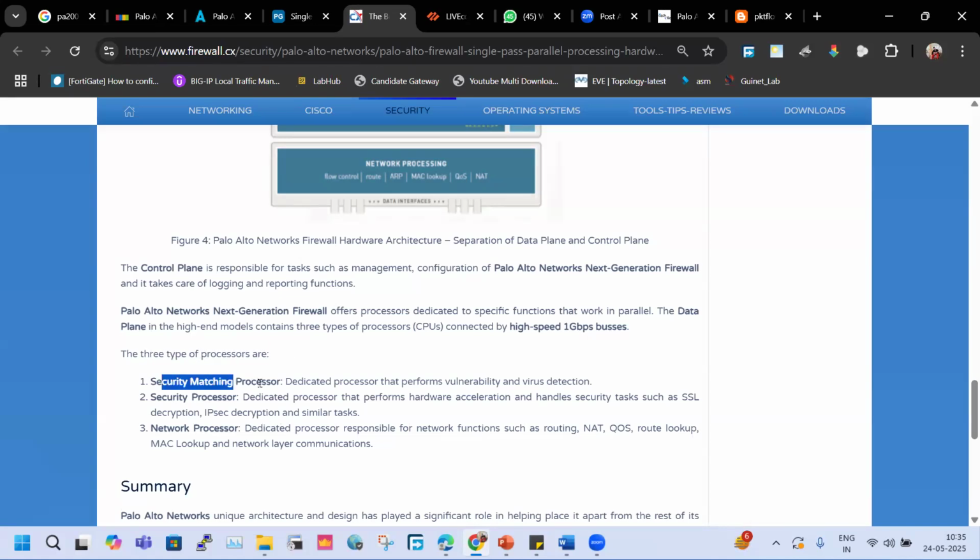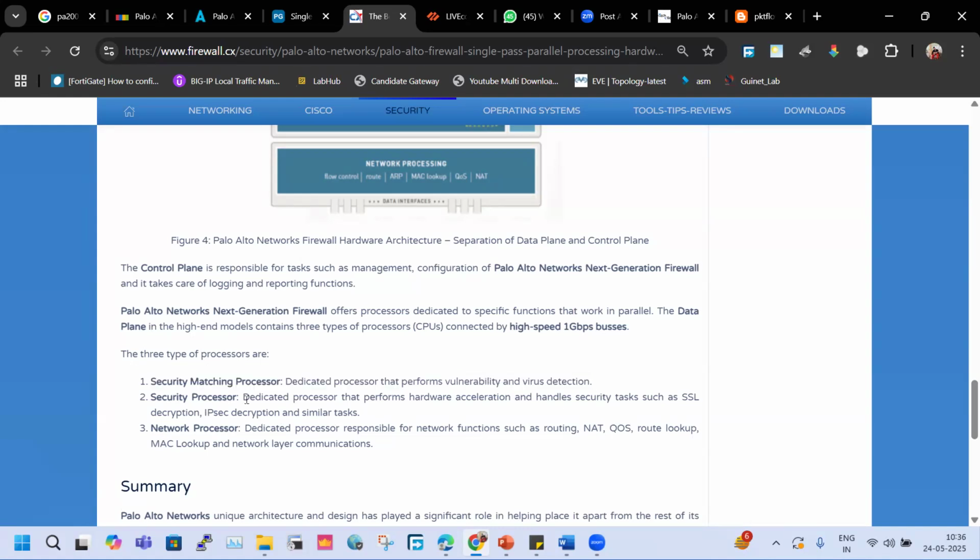First is the signature matching processor, second is the security processor, and third is your network processor. The signature matching processor is dedicated to performing vulnerability and virus protection. This processor is dedicated to virus protection and vulnerability protection.